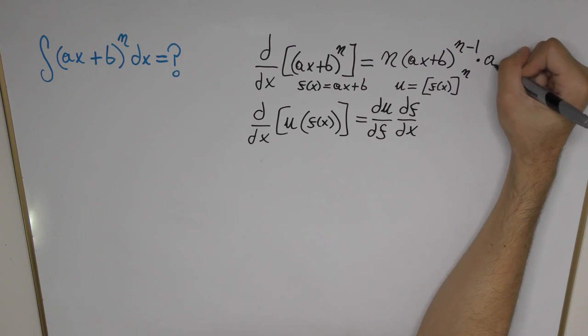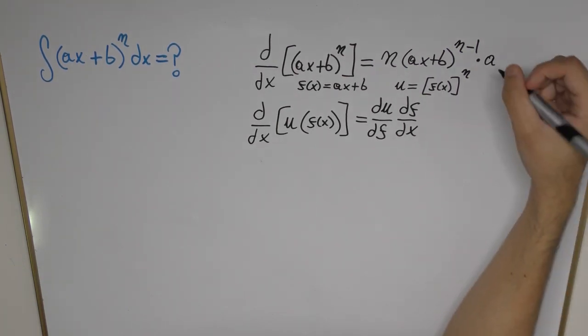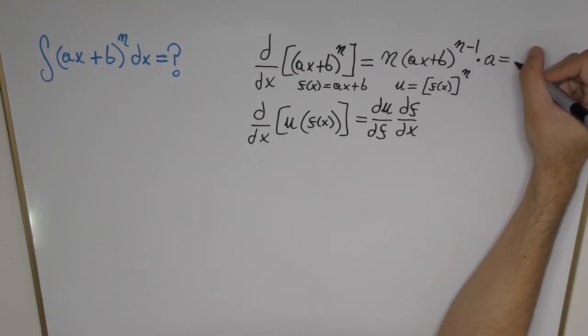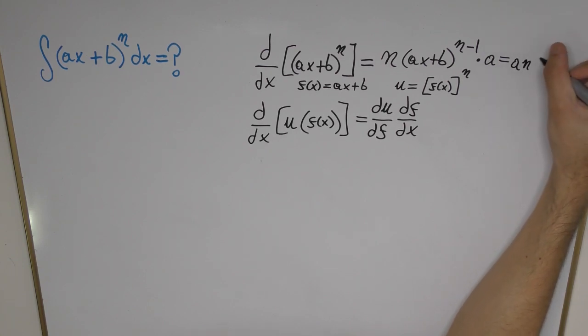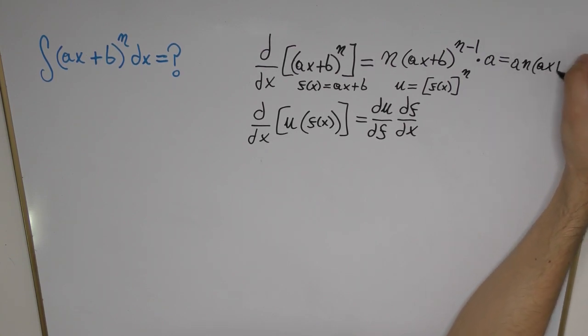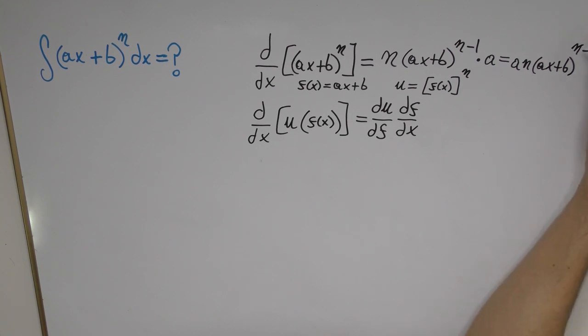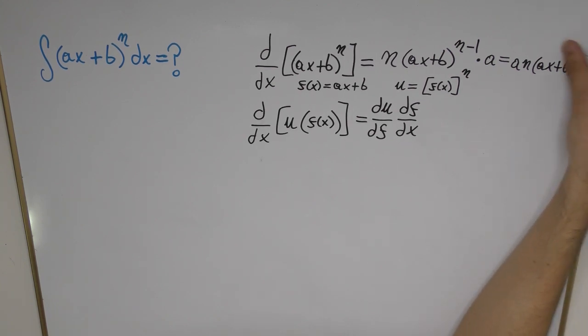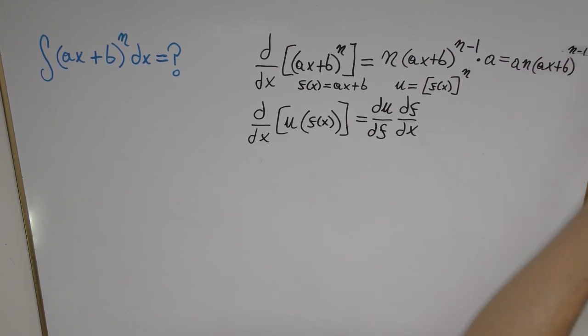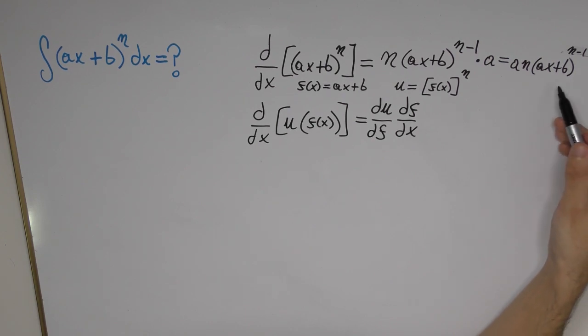So I'm going to use a dot for multiplication here, and then the final result is going to be an times ax plus b to the power of n minus 1. So that's our derivative for that particular function. Let me just write it here a little bit more neater. So n minus 1. Now this gives us a clue as to what we need to do, right?